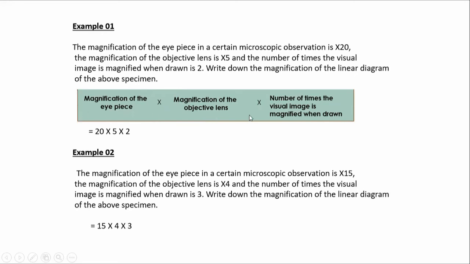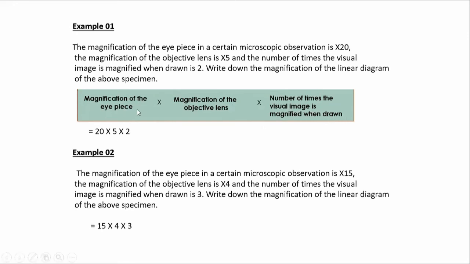So we simply follow this equation in order to obtain the magnification of the linear diagram. What is this equation? Magnification of the eyepiece multiplied by magnification of the objective lens multiplied by number of times the visual image is magnified when drawn.